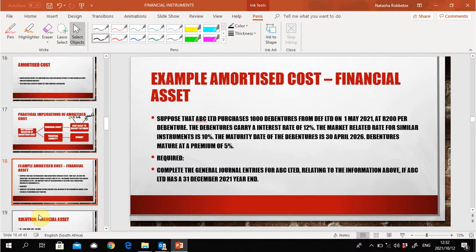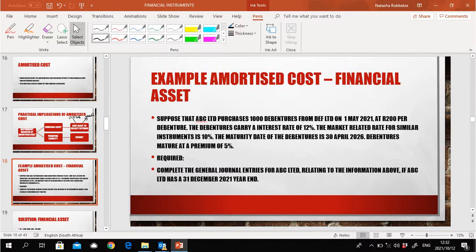The debentures carry an interest rate of 12%, but the market-related rate for a similar instrument is 10%. The maturity date of the debenture is 30 April 2026. Debentures mature at a premium of 5%. Right, so this is now interesting, premiums and discounts. That means that if it matures at a premium, in the future we will pay them a little bit more than they invested. And I'm going to show you how to do that calculation.